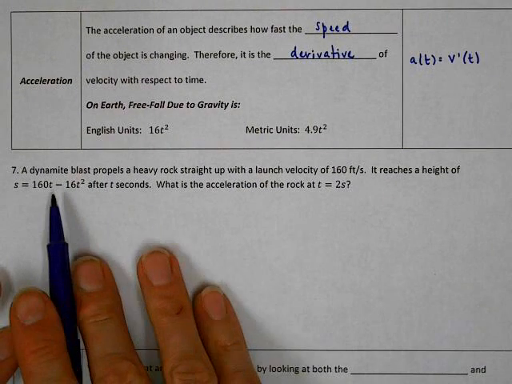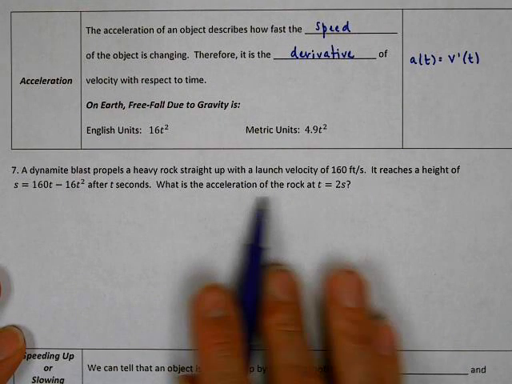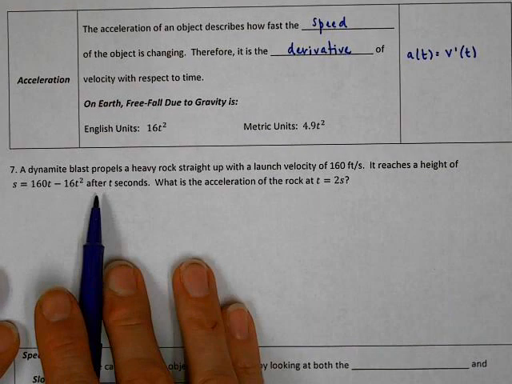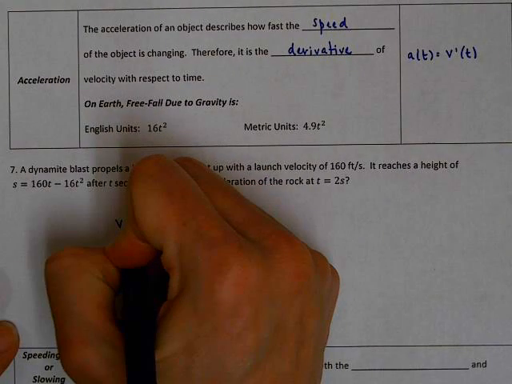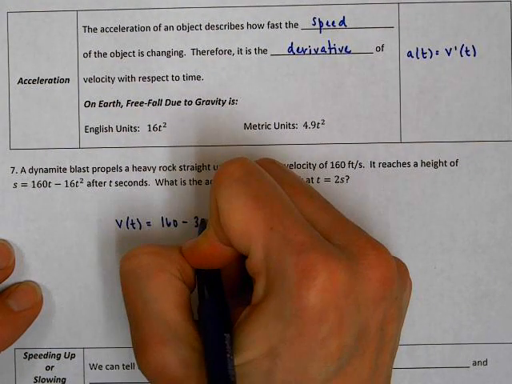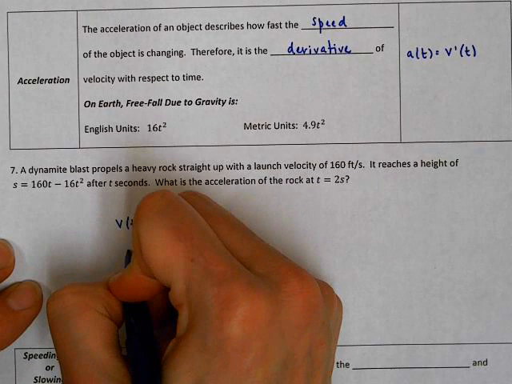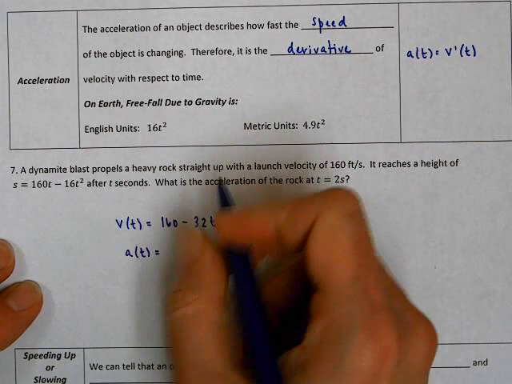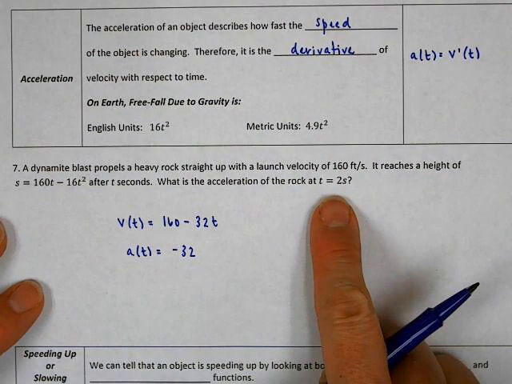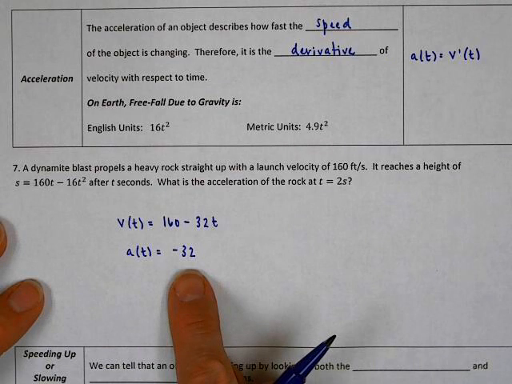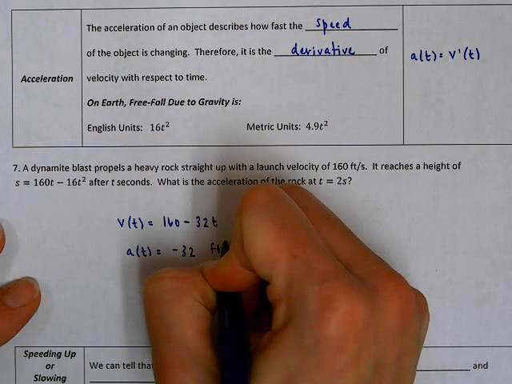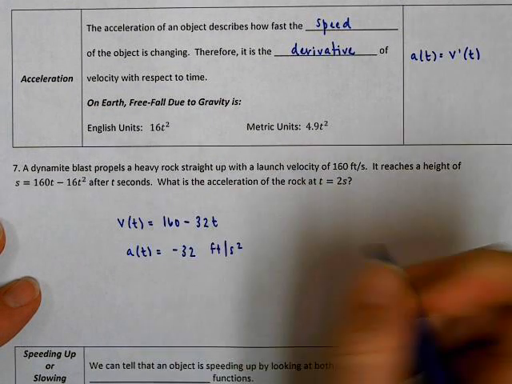So our question, we go back here, it asks us the acceleration of the rock at time t equals 2 seconds. Well, since I have position, I have to start off by finding my velocity, which is going to be 160 minus 32t. Now I find my acceleration function, which is just going to be negative 32. So actually the time doesn't matter here. I have a constant acceleration, and now I know that's going to be feet per second squared for my units.